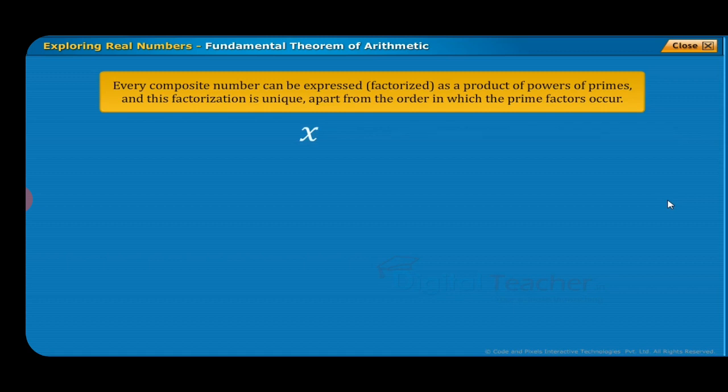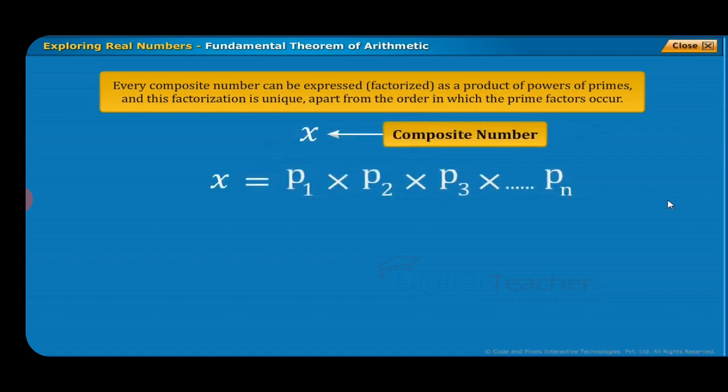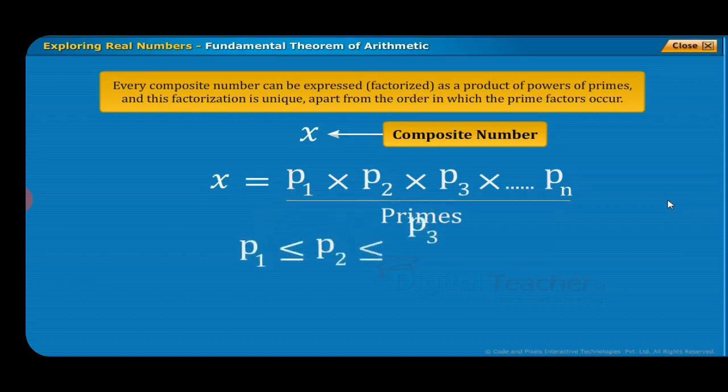Let x be the composite number. Let us factorize it as shown, where x is equal to p1, p2, ..., pn, the primes. If we use the same primes, we get all the powers of primes. When the primes are arranged in ascending order, we get p1 less than or equal to p2 less than or equal to, and so on up to less than or equal to pn. Then the factorization of the number is unique.